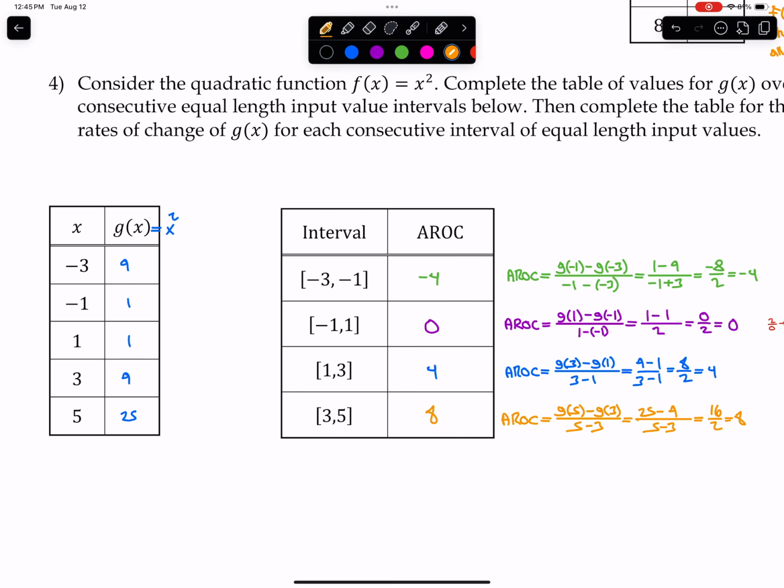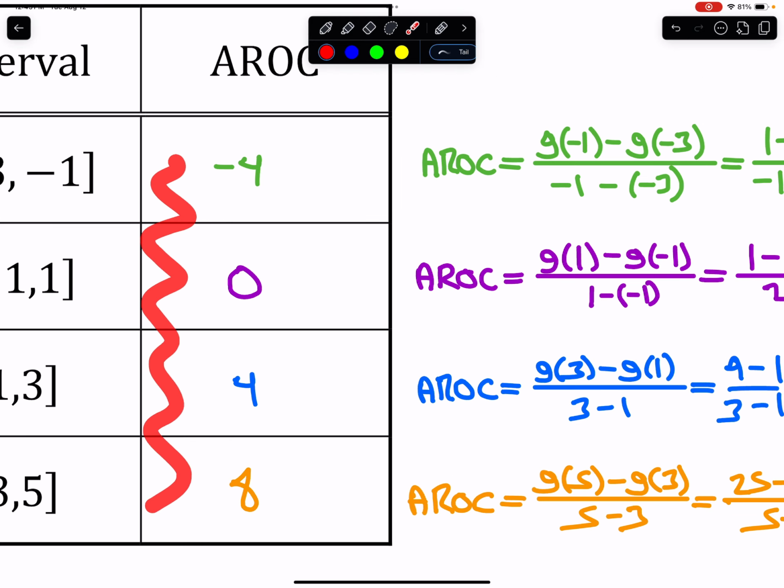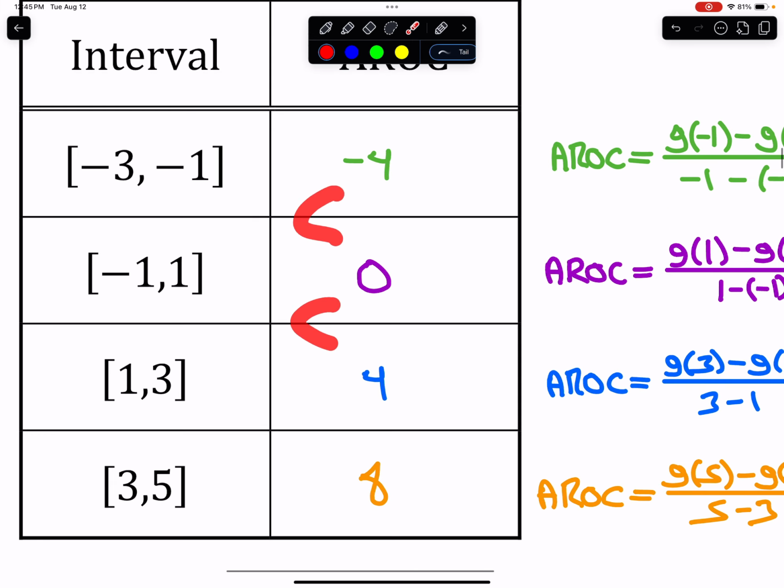So, we're going to touch on this in the next part, but notice how your average rates of change are increasing as we go along. So we're going from -4 to 0 to 4 to 8. Now notice how they're increasing at a pattern of +4.